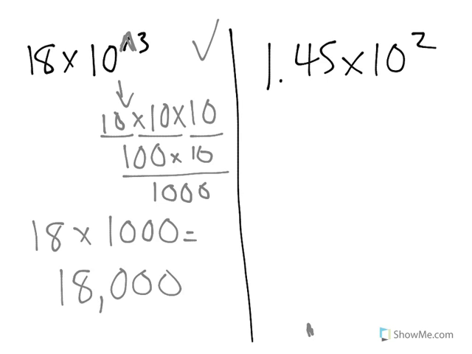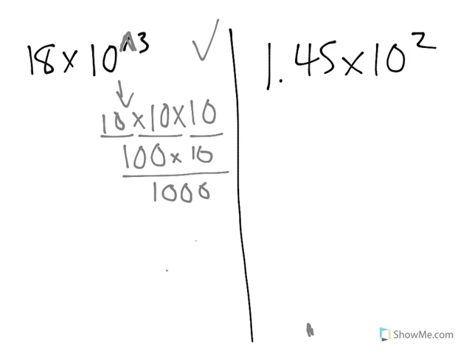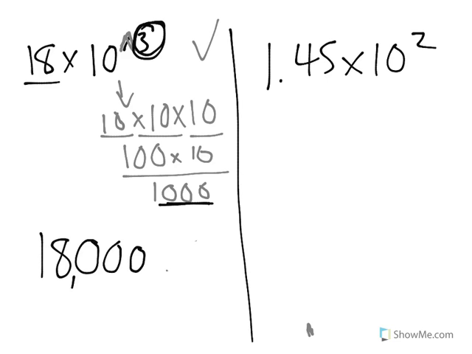But there's a little trick you can use to help you solve these problems. You could see that we're starting with the number 18. That's a whole number. Now up here, this 3 tells you how many zeros are going to be in the product. So if we have 3 zeros and we started with 18, we can just add those 3 zeros for a total of 18,000. What's important is this only works with whole numbers.